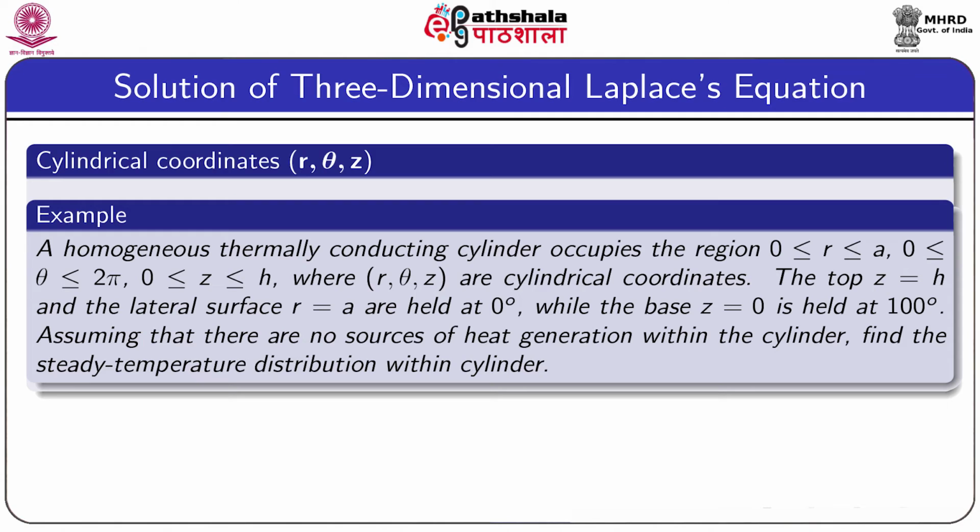And the boundary conditions are like this: the top plane z = h and the lateral surface r = a are held at temperature 0, while the base z = 0 is held at 100° temperature. And we are also assuming in this problem that there is no source of heat generation within the cylinder. So, we have to find the steady temperature distribution within the cylinder.